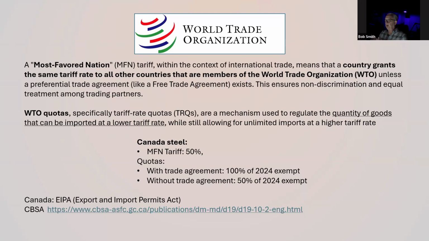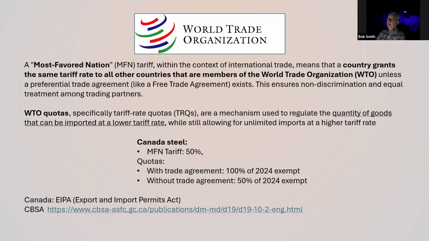So you can see where Canada has put out this thing on steel, is they put it, okay, the most favored nation is 50%, unless you have a trade agreement with us. Okay, then we can lower it and we can add quotas onto it. Right? So it's kind of that drop down.